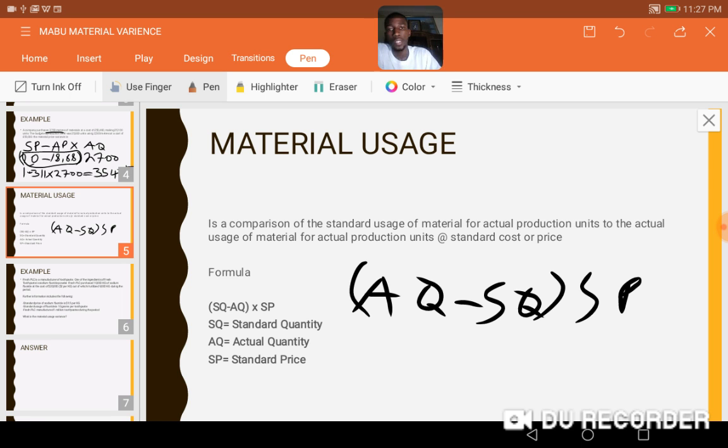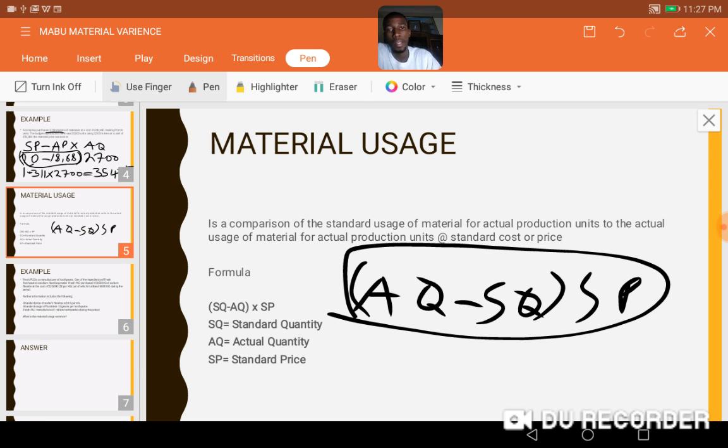But this is how they write it in the books. But remember, I say I prefer it written this way, the way I have put it in the slides here. Yeah, so let's try to incorporate figures into this formula to determine the usage.